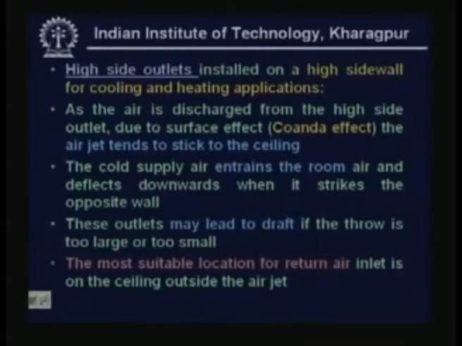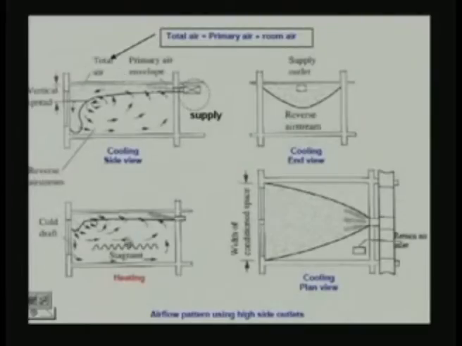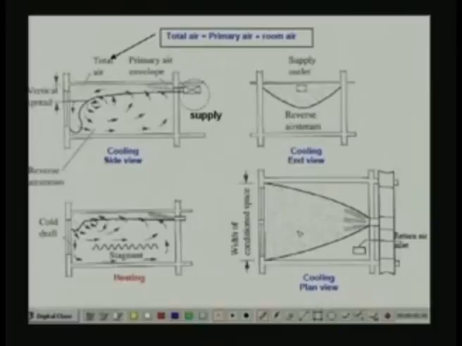The most suitable location for return air when you are using high side supply air outlets is on the ceiling, outside the air jet. Let me show a schematic of airflow patterns using high side outlets. You can see here the supply air duct, and supply air is coming like this. You have the primary air envelope, this dark area. The jet leaves the supply air outlet at high velocity, and as it flows, it entrains the room air.